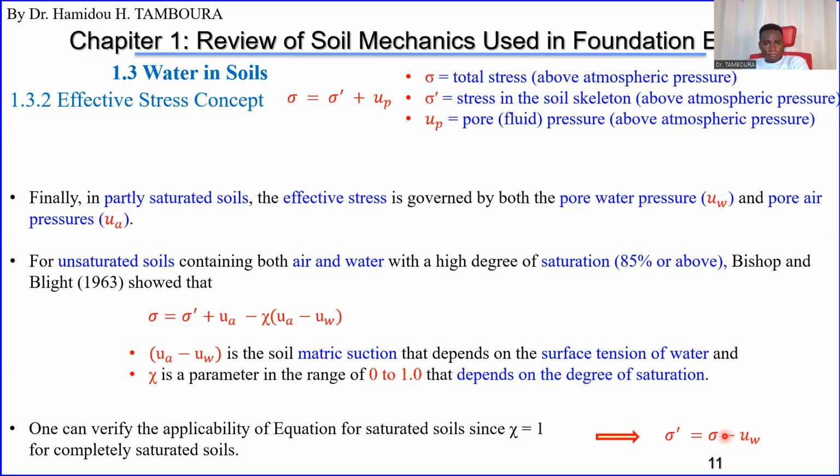Okay. Try to replace this by 1. You will see that this one will go. The air water pressure will go. Then we have total stress equal to effective stress minus, actually plus, because there is another minus here, plus water pressure. Okay, then the effective stress will be total stress minus water pressure.